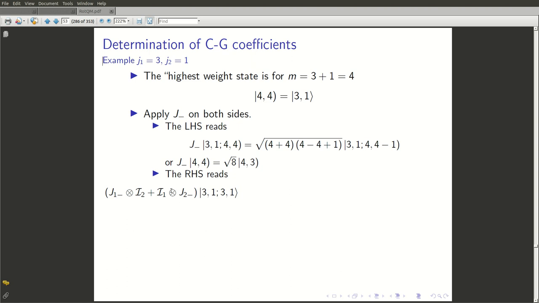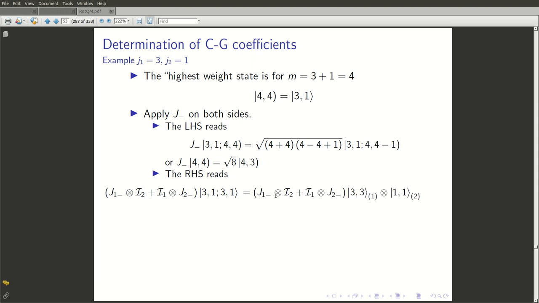Well, the right hand side, let's now write it out in full glory. Right hand side was j1 minus plus j2 minus, but this really meant j1 minus direct product with I2 plus I1, the identity in the first space, direct product with j2 minus, acting on the state |3 1⟩, which really was |3 1; 3 1⟩, right? j1 square, j2 square, j1z, j2z.